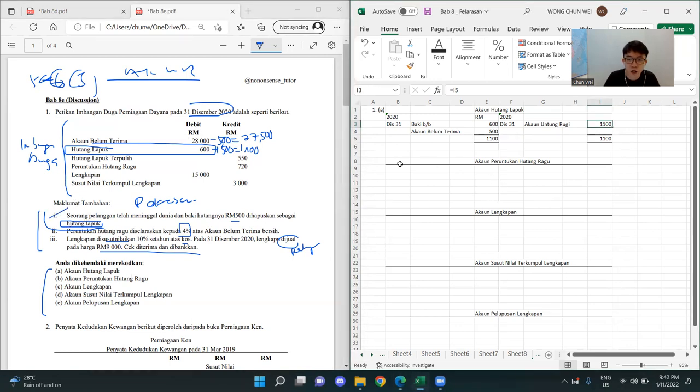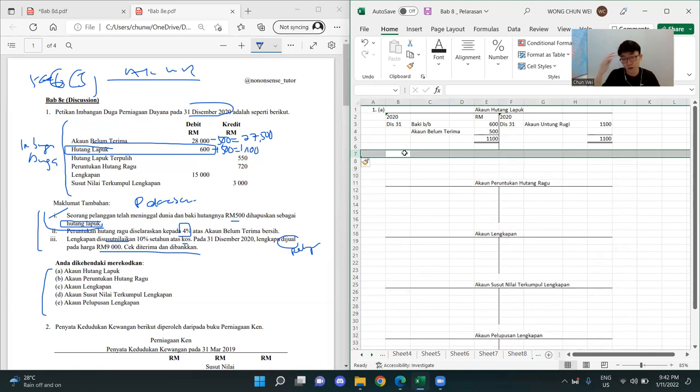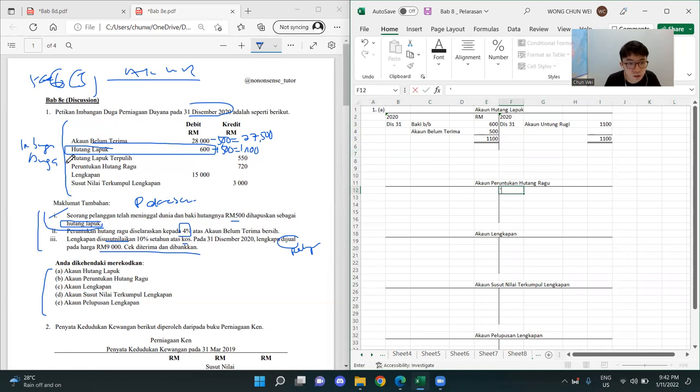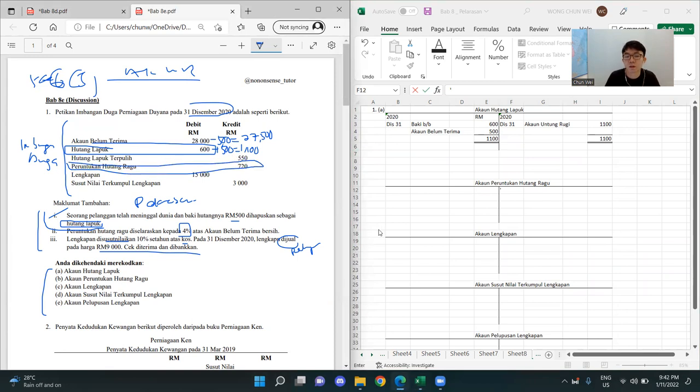Next will be for your PHR, peruntukan hutang ragu. But how do we calculate for this peruntukan hutang ragu? So very simple. But before that, let's record. Because the PHR is already given, 720. Is it? So therefore, what is this? This is actually an old PHR. The old means what? Referring to last year. This is 2020, isn't it? So last year will be 2019. So this is 2019 punya PHR.